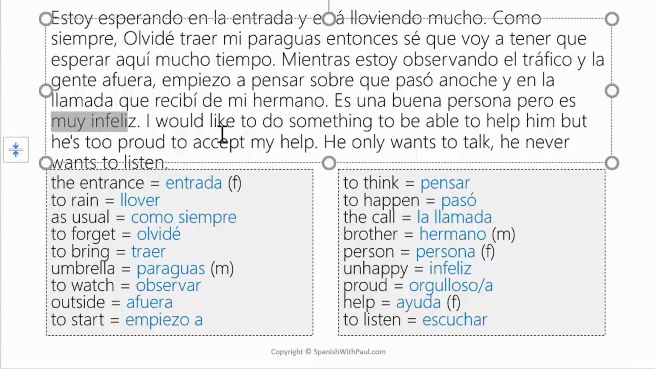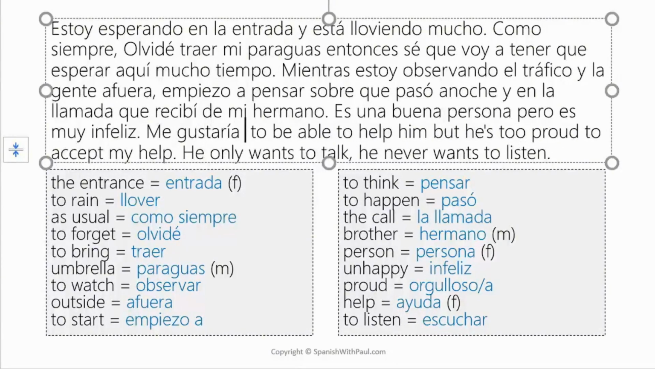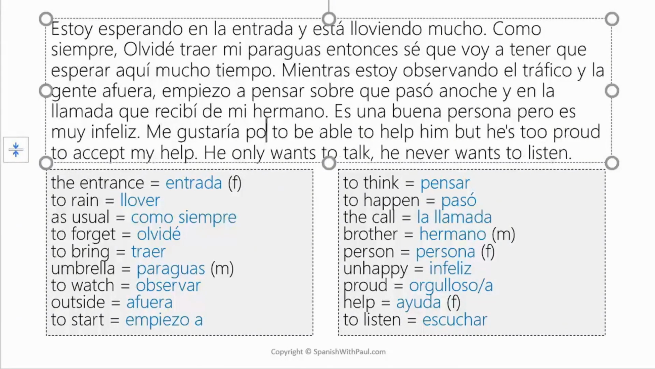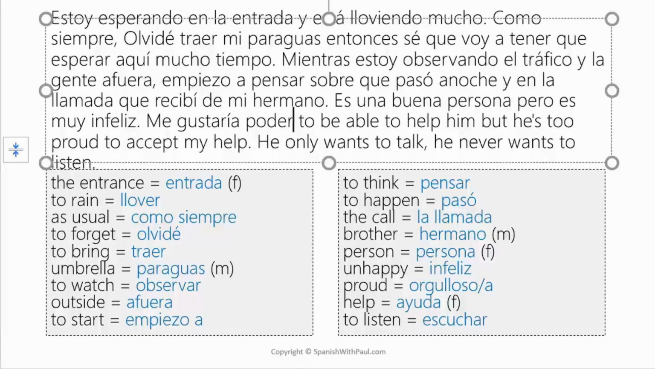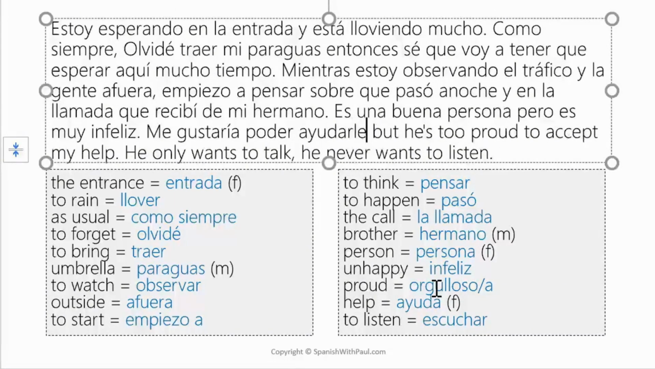Now to finish up, we have a lot of modal verb structure. So I would like to do something. So me gustaría. To be able to, the verb is poder. I would like to be able to. Me gustaría poder. To help him. Again, we have 3 verbs in a row here. So me gustaría poder ayudarle. Let's do it in English. This is I would like to be able to help him.